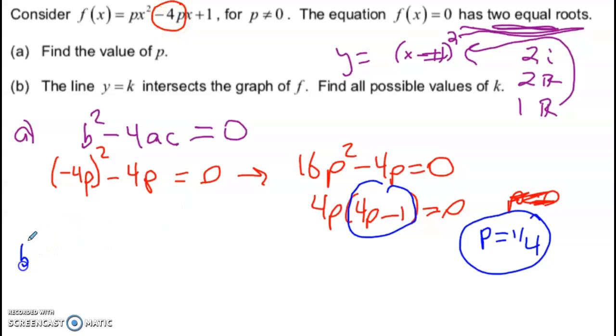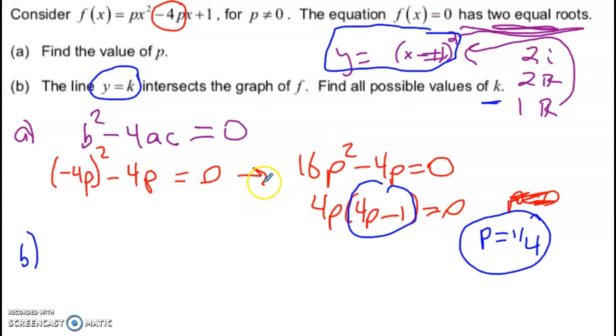Part B says a line intersects the graph. Find all the possible values of k. This is just a horizontal line. y equals k is a horizontal line, and I want all the possible numbers that could be put in here to create all the horizontal lines that would intersect the graph of f. What we talked about is the form it would have to be in to have exactly 2 equal roots.